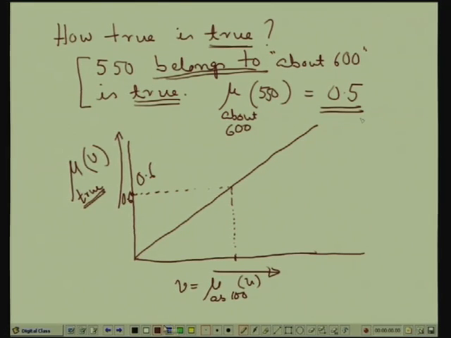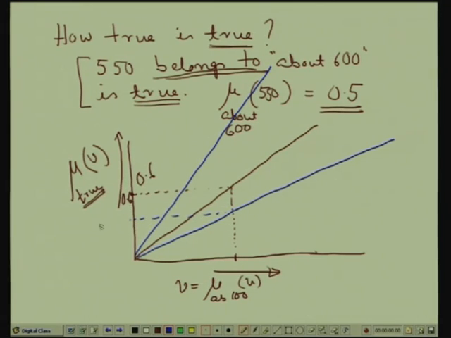But you may be even stricter than me, and you can say, well, this is not my notion of truth. My notion of truth is something different. My notion of truth is very steep, or rather this is dilated. Say your notion of truth is this, all right. In that case, in your notion of truth, the statement 550 belongs to about 600, how true would it be? It will map here and its membership will come to say 0.4.